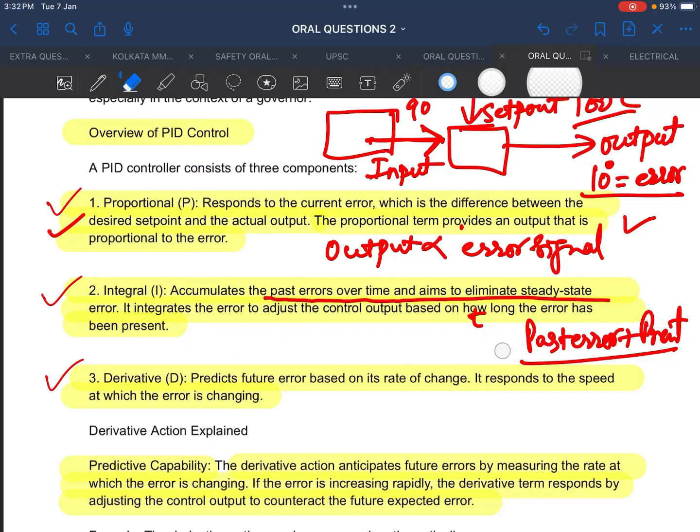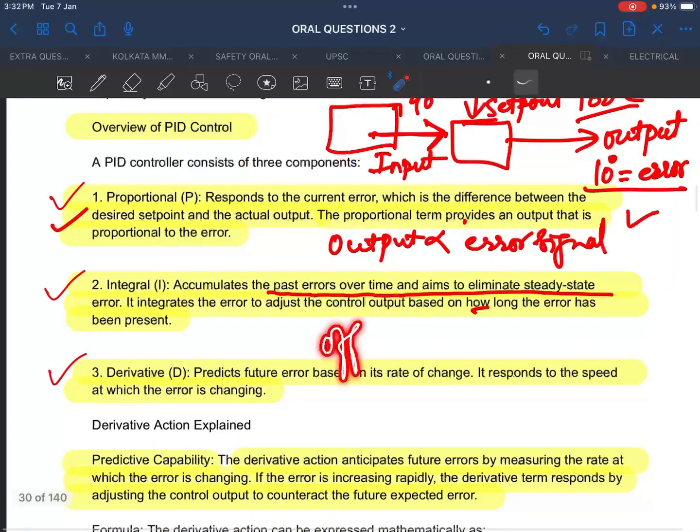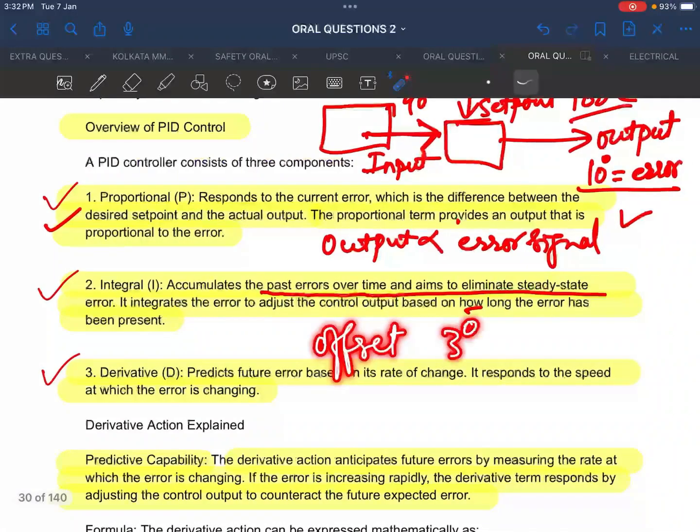It means whatever the error was before in the past and whatever the error is now in the present, they sum this error, do the integral of it and send the output, that is the integral of the past error plus the present error. The integral controller is doing it like this, okay. So this is the integral controller which removes the offset, whatever the offset is there, 3 degree offset, they want to remove this.